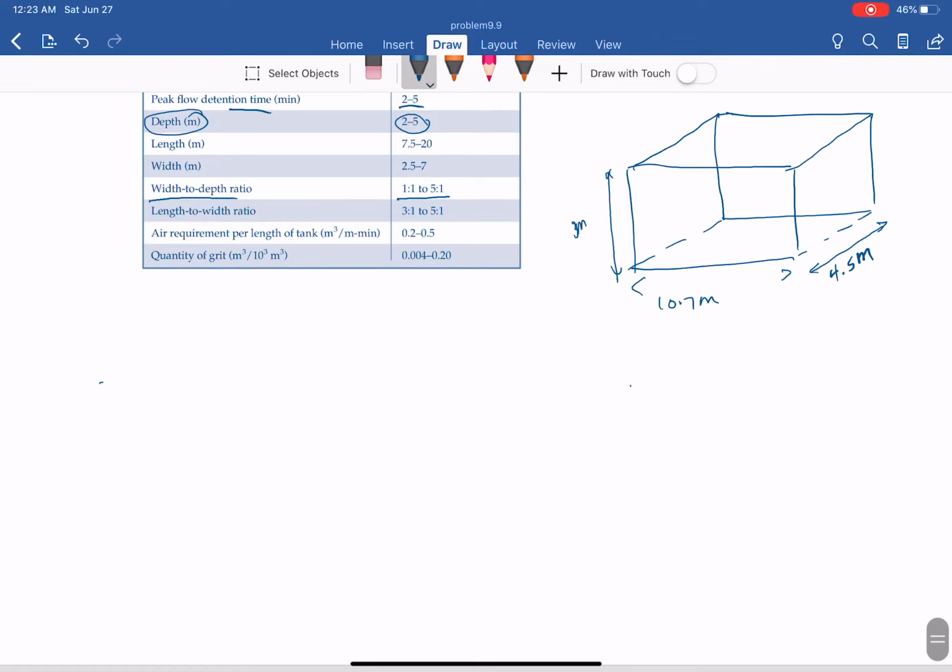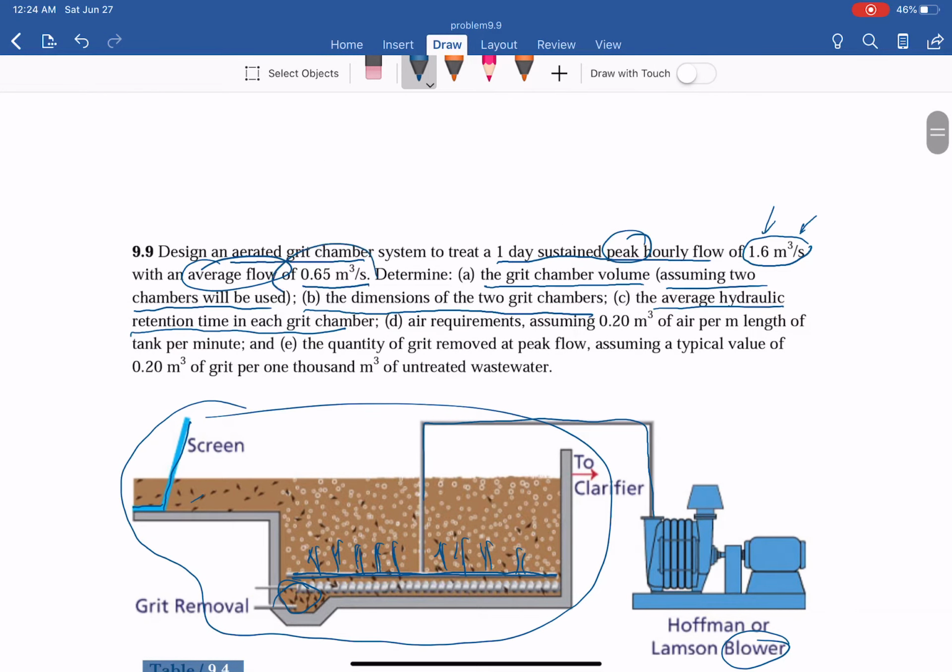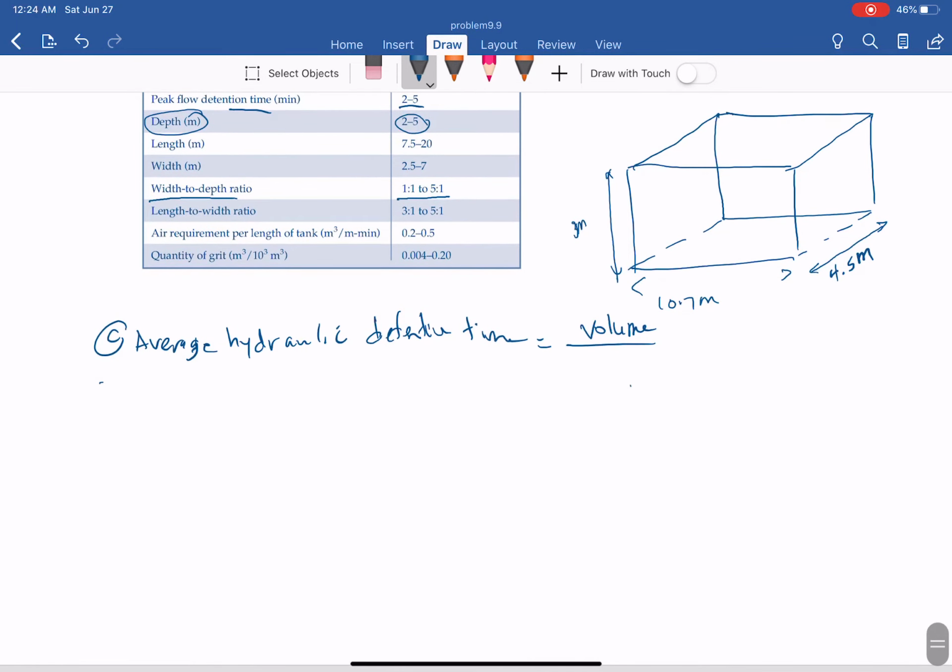So for C, we need the average hydraulic detention time, equal to the volume over the average flow. Remember, the average was 0.65, but this 0.65 is for both, so we need to divide by 2 because we have two tanks.